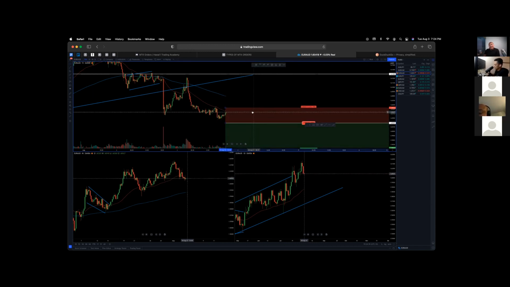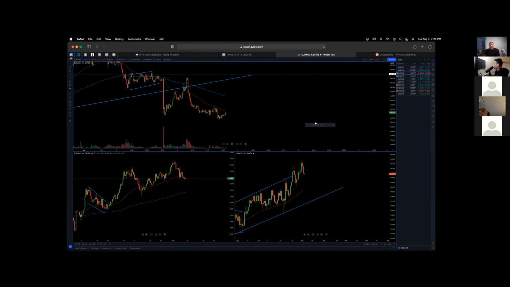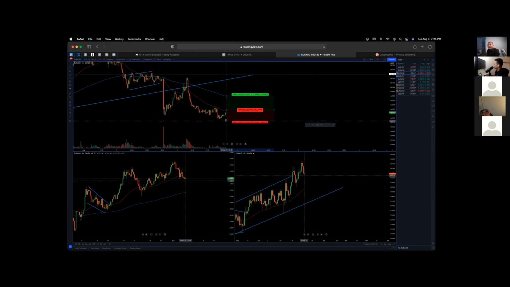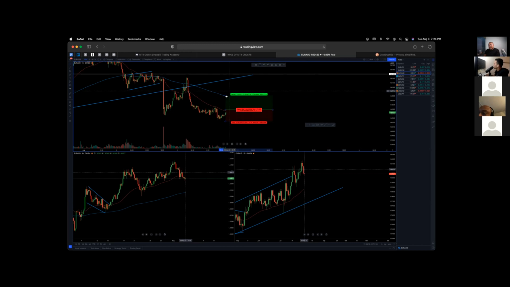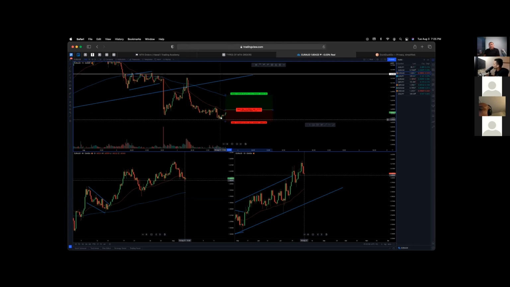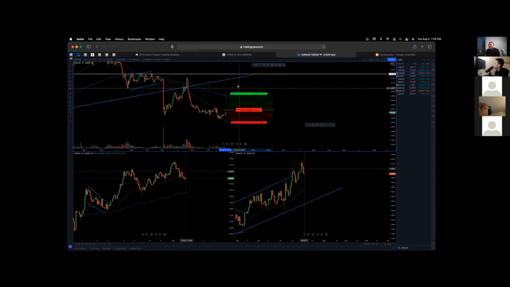But let's say I deleted this and I wanted to go buy stop. I would put the buy stop just below the nearest low or recent low. And this would be a buy stop: an order placed above market price in anticipation of a long continuation. Right now it's a mini bull run, and I'm placing it above market price because I'm anticipating the market to continue.